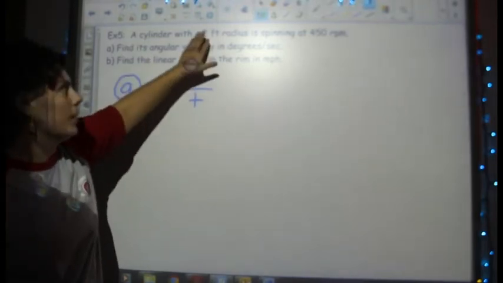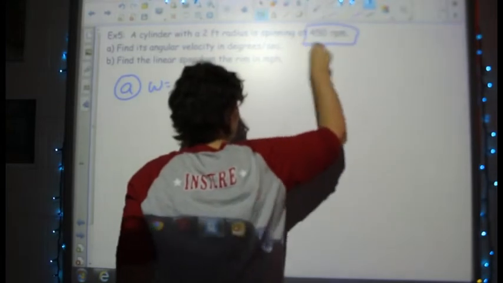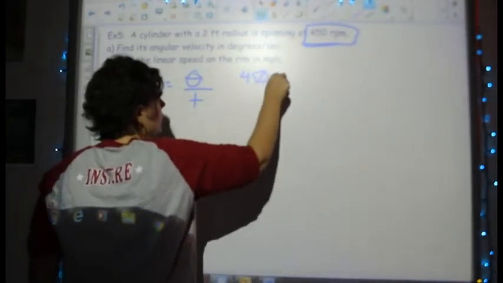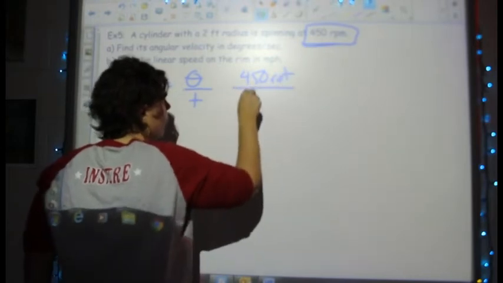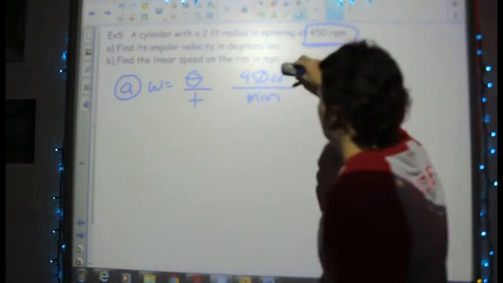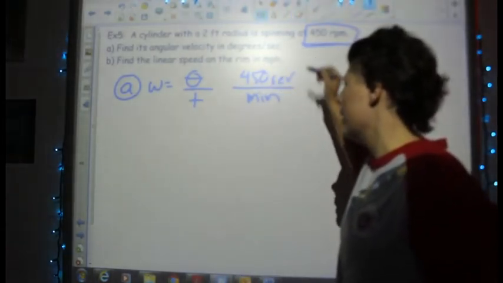So the only information they give me is a radius, which I don't need yet, and 450 RPM. So I'm going to go ahead and write my 450. And again, that's rotations per minute or revolutions per minute. Doesn't really matter which way you call it. Actually, let's use revolutions. I like that one a little bit better here. So we're going to use revolutions per minute.